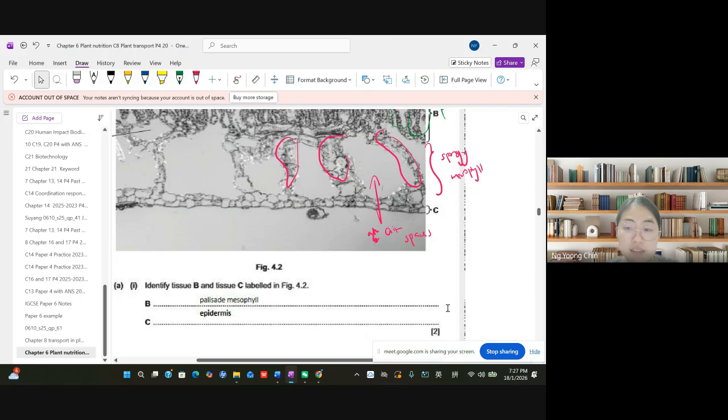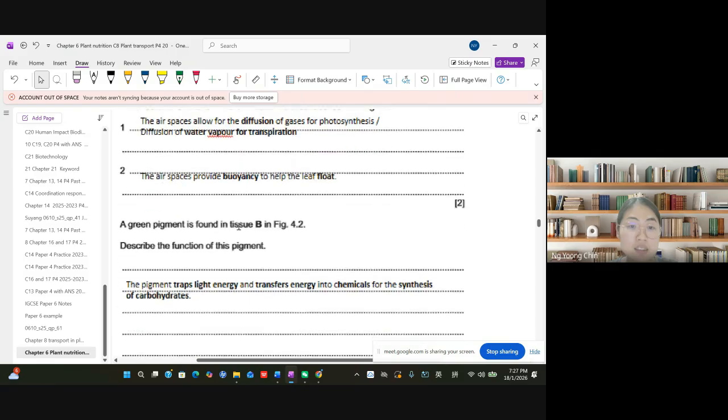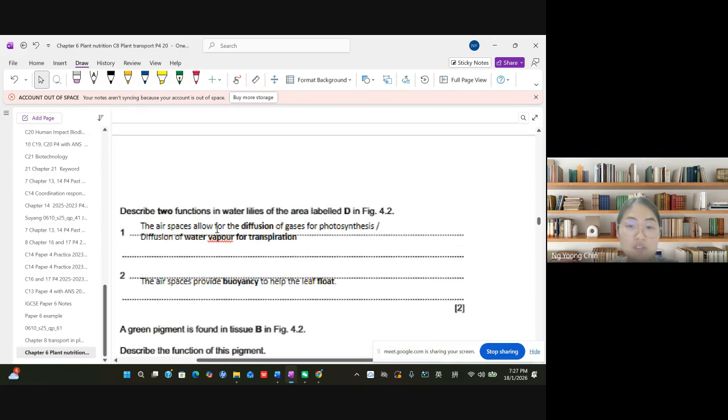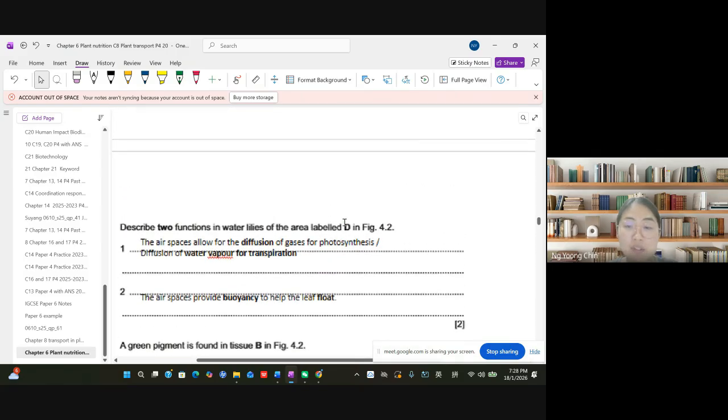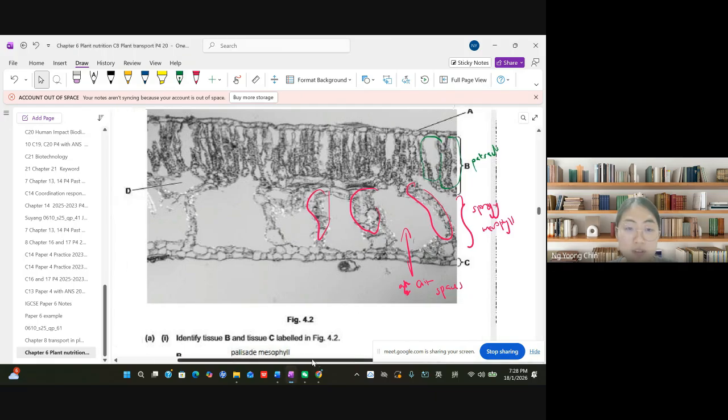Okay, so C is epidermis, or you can say lower epidermis. It's up to you, I just want to see this keyword. Okay, epidermis. Two functions of the water lily area labeled D. So D is what? D is the airspace.